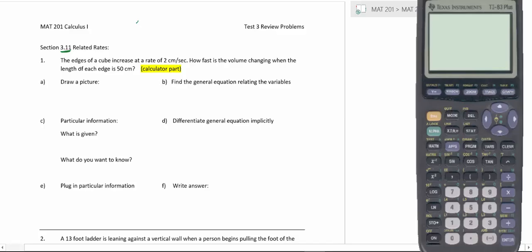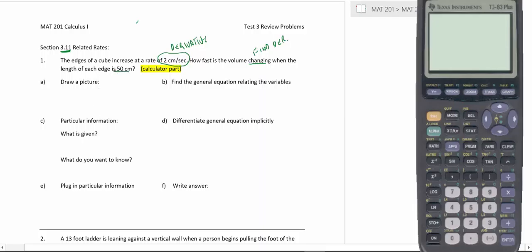So to begin with, this problem says the edges of a cube increase at a rate of 2 centimeters per second. It's important when you see that rate, then immediately you're thinking, hey, I was given a derivative. The question is, how fast is the volume changing, which is telling you that you're going to find a derivative, a rate of change when the length of each edge is 60.